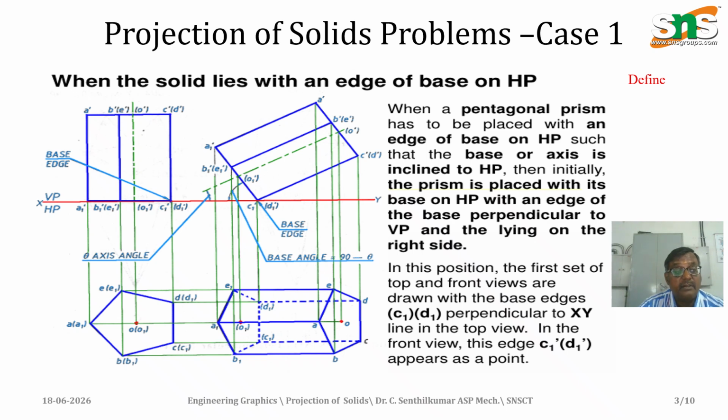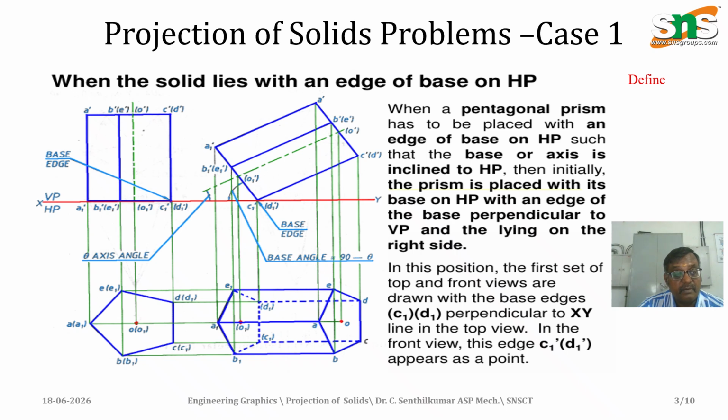Coming to this front view and top view, we draw the inclination as said in the problem. It has a certain inclination. There are two kinds of possibility of inclination. One is inclined with the axis, indicated by the theta axis angle. Another is inclined with the base angle. The problem will give either the axis angle or the base angle. Based on that, we rotate it to that base angle or axis angle according to the given problem.